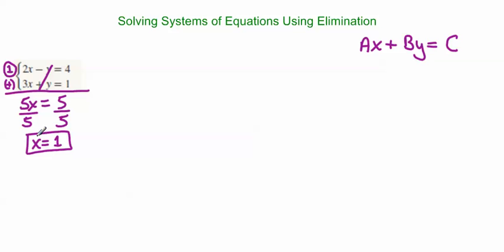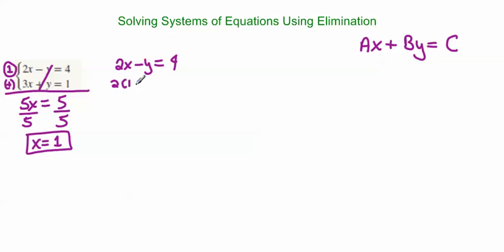Now, just like we did when we used substitution to solve a system, we're going to take this variable and substitute the value back into either one of the original two equations to solve for y. I'll just pick the first one. It does not matter. You can plug it into the first or the second one. So I'm just going to rewrite the equation over here. 2x minus y is equal to 4. We solved and got x is equal to 1.